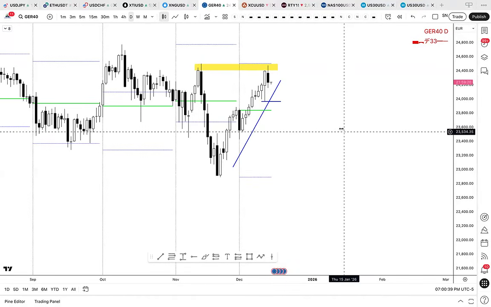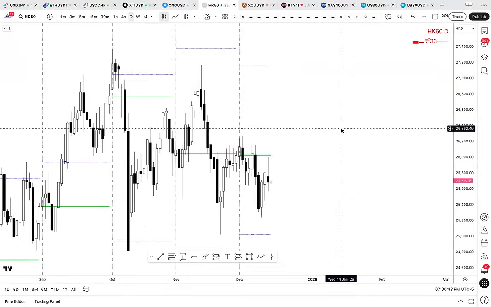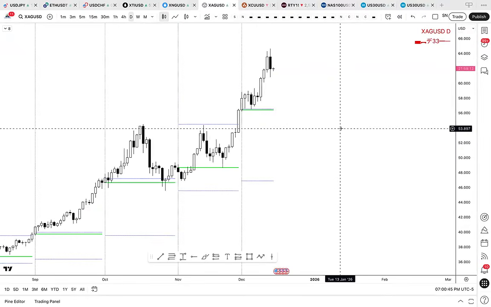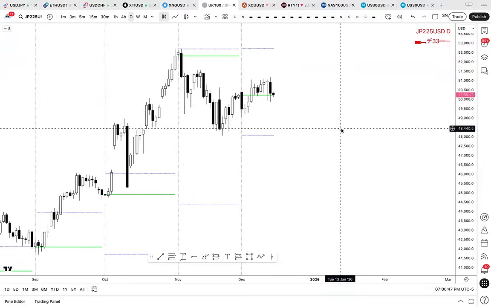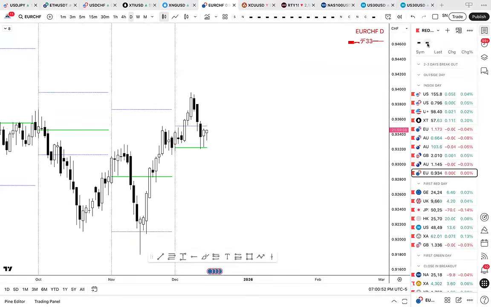Would you agree there's a first red day on MES? Let's look at the ES. All of the indexes look like they're potentially going to give a breakdown. Let's see, oh, this is my red list. Let's go back.